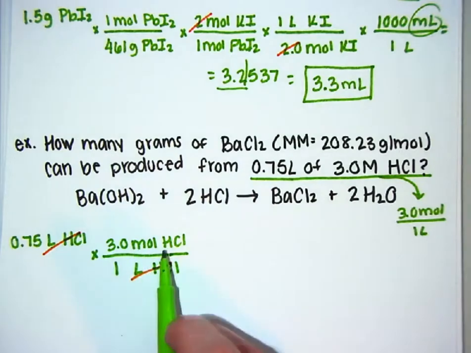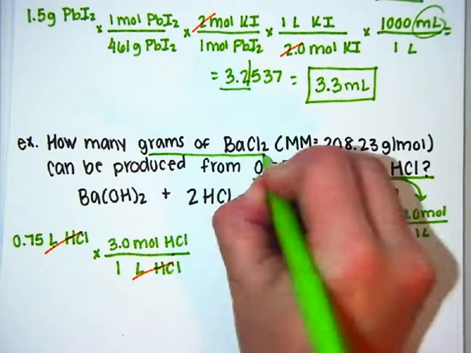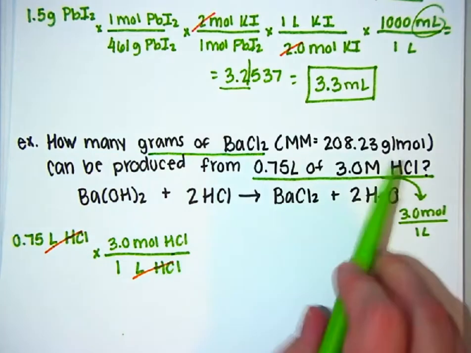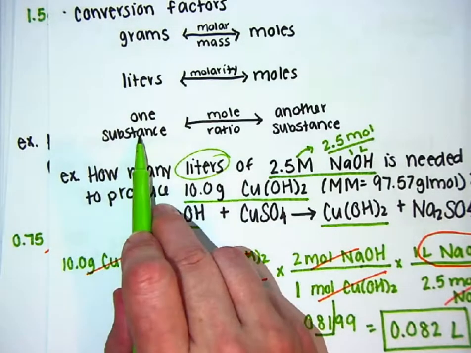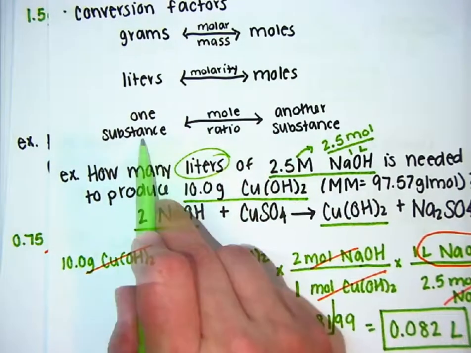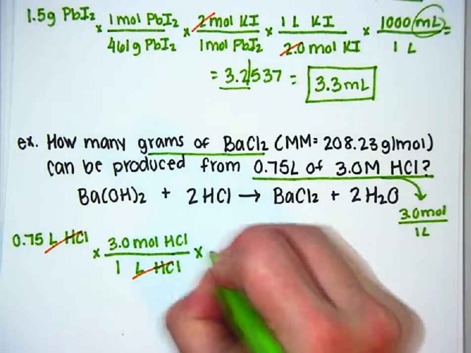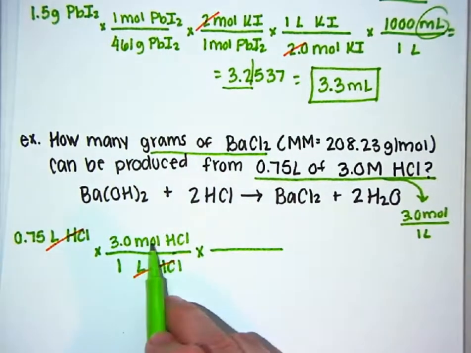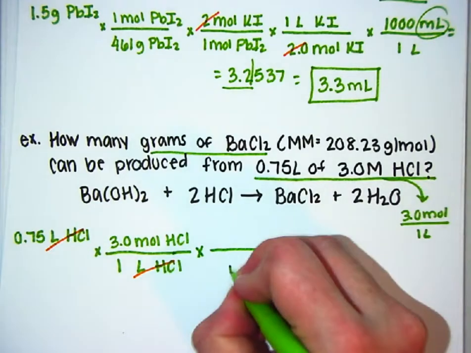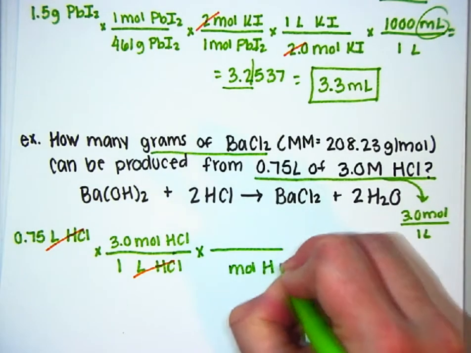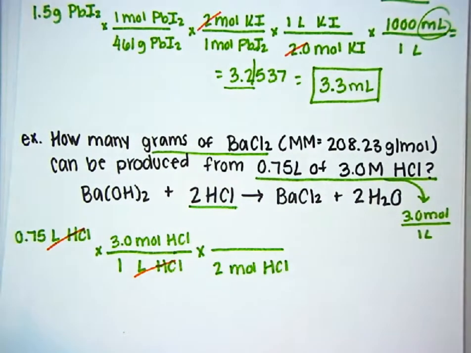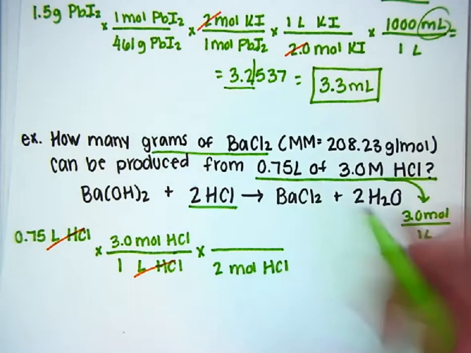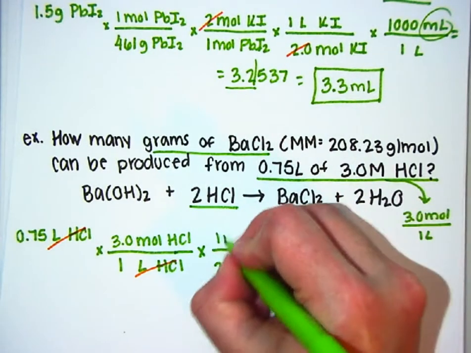Now I'm at moles of HCl, but I'm solving for grams of barium chloride. I'm switching between substances. If I need to convert from hydrochloric acid to barium chloride, I have 2 different substances, so I need a mole ratio. Both the unit and the substance have to cancel. Moles of HCl will go in the denominator, 2 of them. Whatever you're solving for will go in the numerator, 1 mole barium chloride.